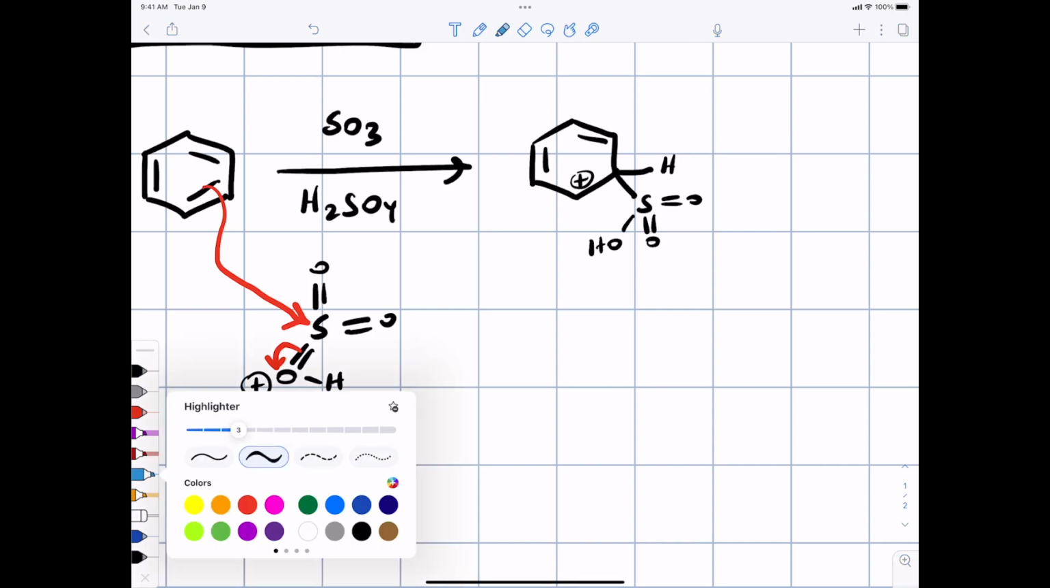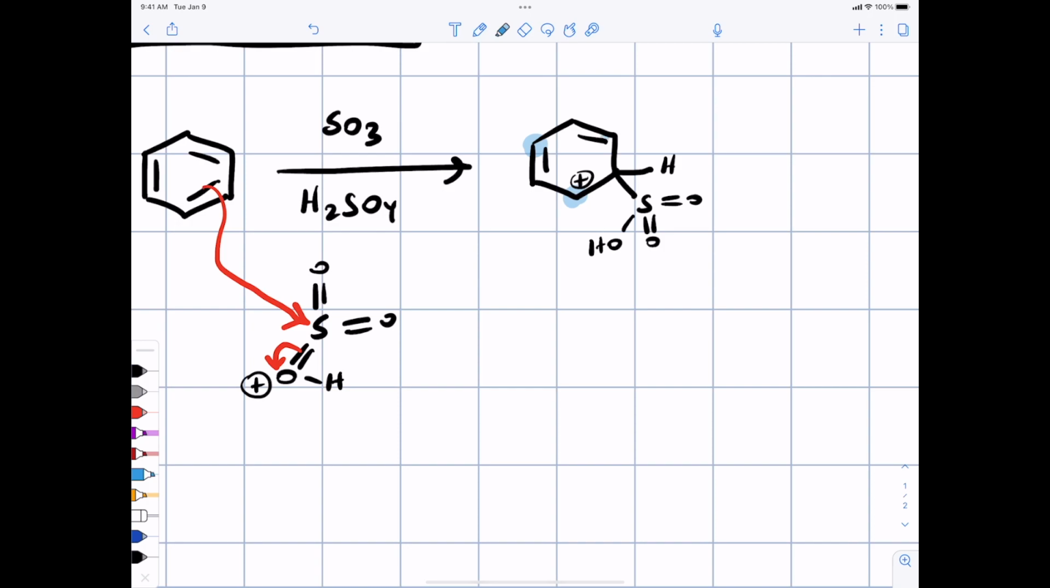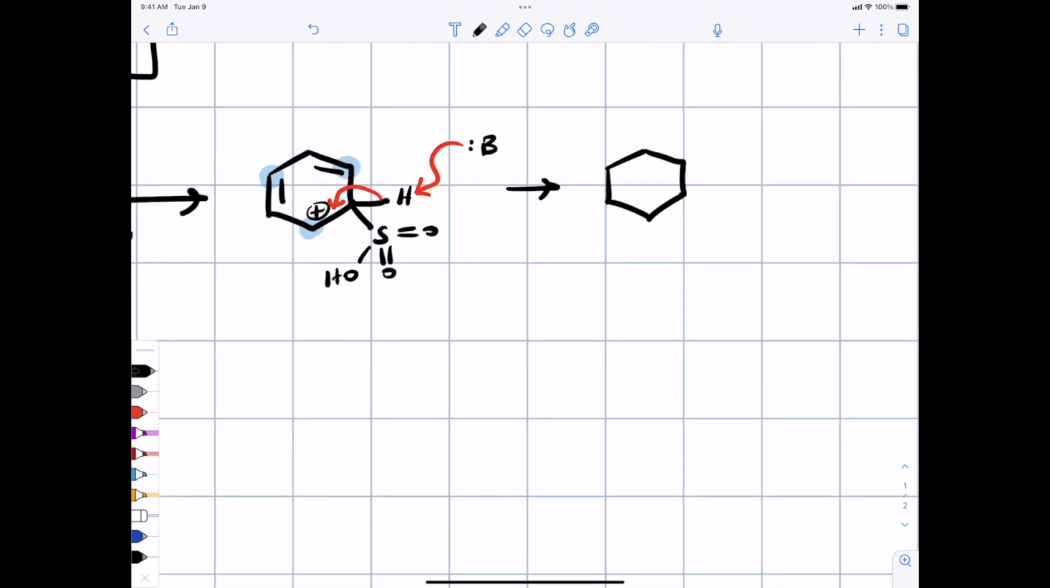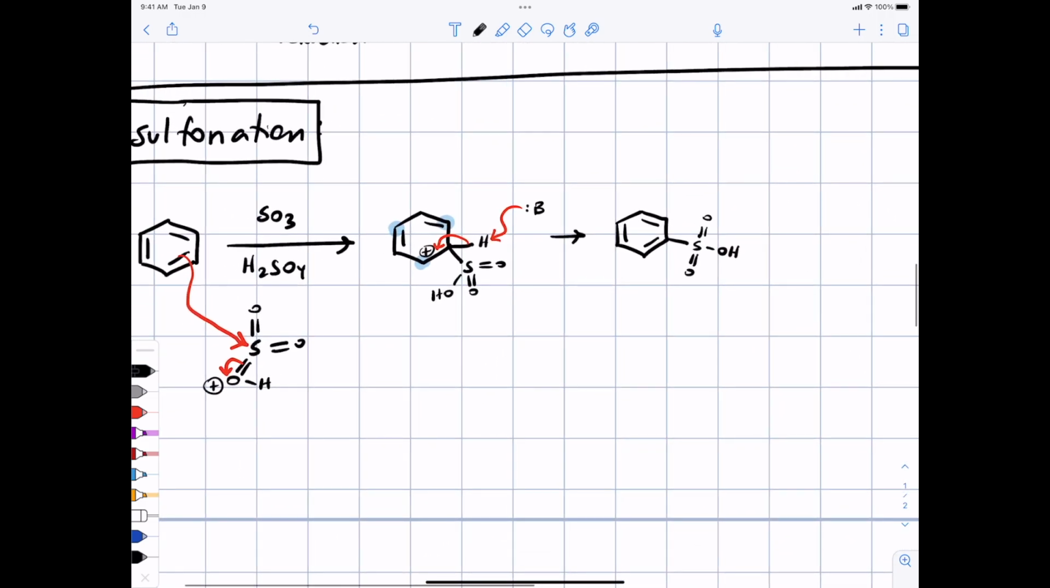Again, you've got a resonance stabilized intermediate that is not aromatic. Then some base, we don't care what it is, probably the conjugate base of sulfuric acid, removes that proton to reestablish aromaticity. That proton is very acidic because its conjugate base is both neutral and aromatic. And of course, molecules that have very stable conjugate bases are highly acidic. Okay, so this installs a sulfonic acid group on the benzene ring.